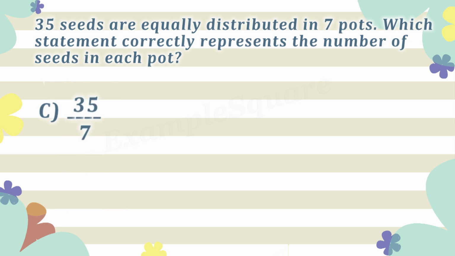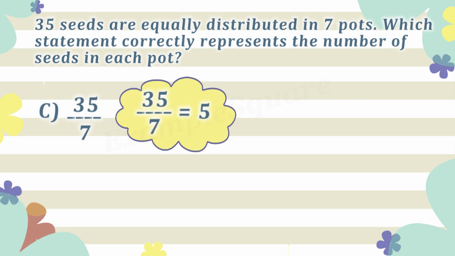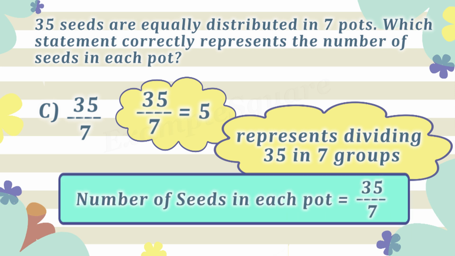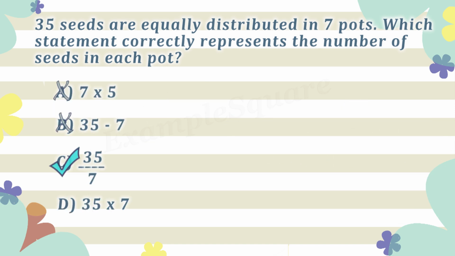Choice C is 35 divided by 7. 35 divided by 7 is equal to 5 and represents dividing 35 into 7 groups. The number of seeds in each pot is equal to 35 divided by 7. Choice C represents the number of seeds in each pot.